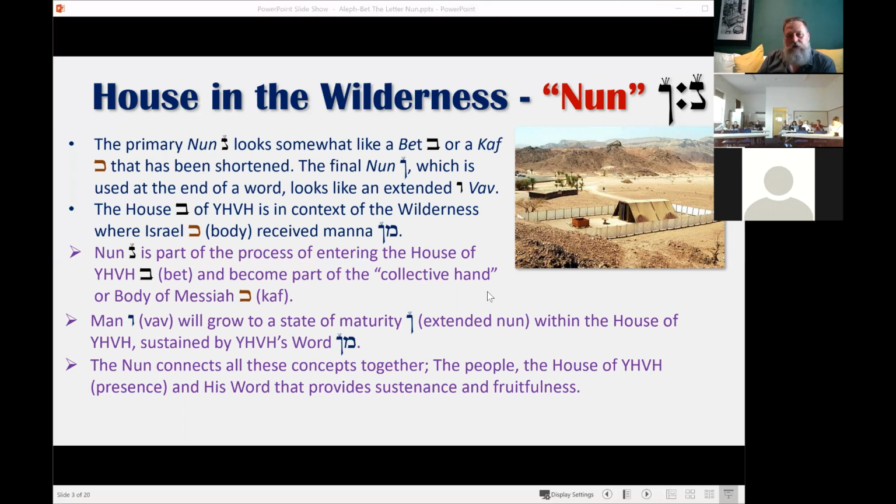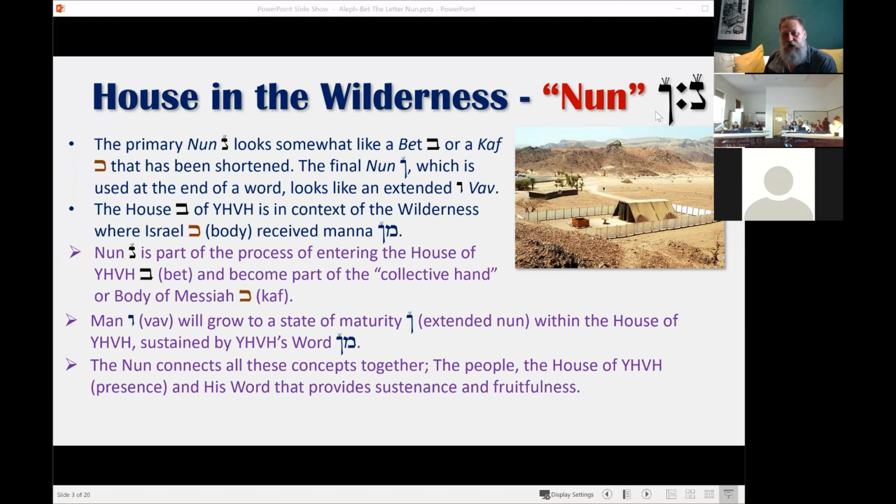Traveling through this life, which is the wilderness, we need to be connected together, which is the body, and we need to assemble within the house, which is the bet or the tabernacle, which houses the presence of Yahweh. But not only that, if you look at the two ways Nun can be written, you have the first Nun, which is normally found at the beginning or in the middle of a word, and then you get the Nun at the end, which is Nun Sofit, which has a long tail. It looks like an enlarged Vav.